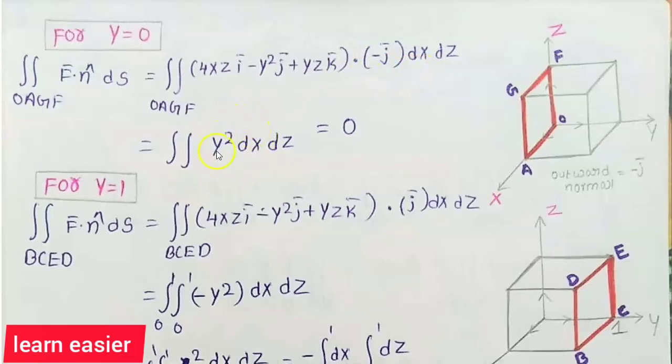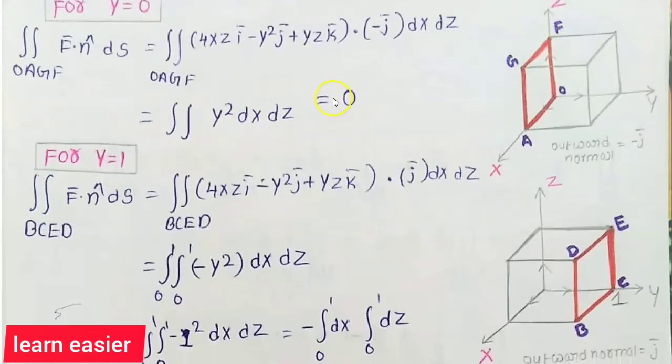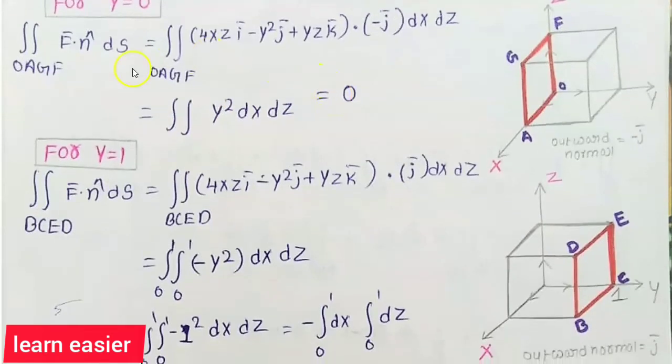Now here we have y square. Why? Because here the coefficient of j bar is minus y square, and here we have minus 1. So minus y square into minus 1 is y square dx dz. Now we can see here we have taken y equal to 0. After substituting y equal to 0 here, the total surface integral becomes 0 for the y equal to 0 plane. So the surface integral becomes 0 for y equal to 0.